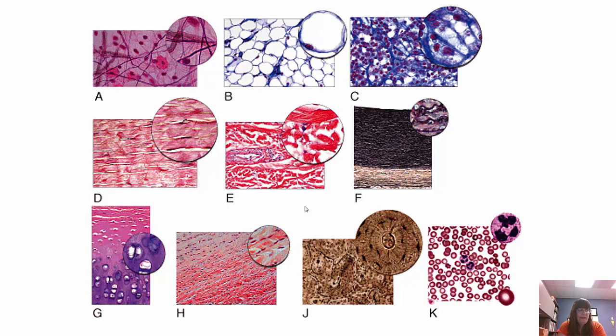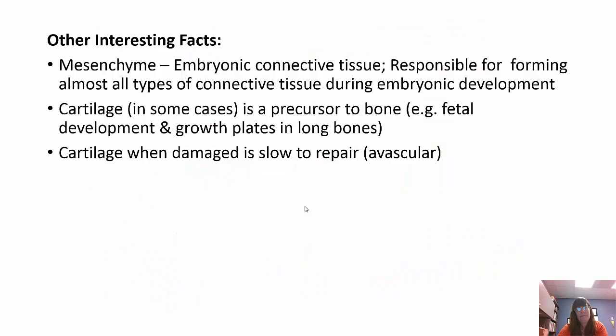G is hyaline cartilage. H is fibrocartilage. J is bone. And K is blood. So hopefully you got those right. Some other things, mesenchyme is the embryonic connective tissue that's responsible for forming almost all of the other types of connective tissue during embryonic development.